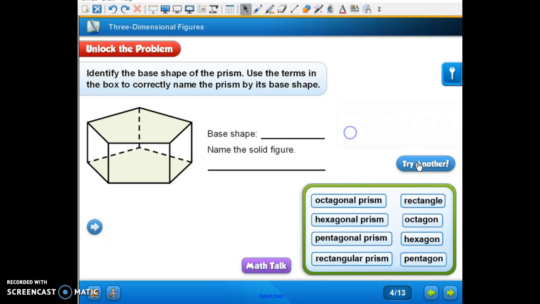So let's try another. What is this base shape? How many sides does this have? Pentagon. 1, 2, 3, 4, 5. So that makes it, you're right, a pentagon. So it's a pentagonal prism.